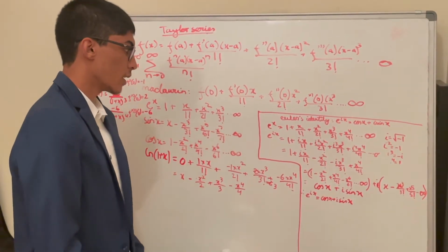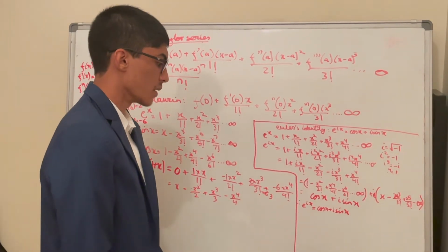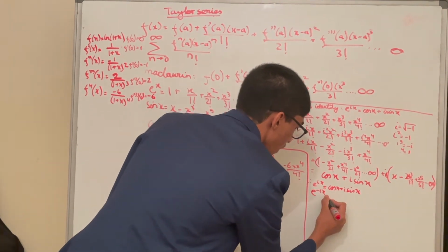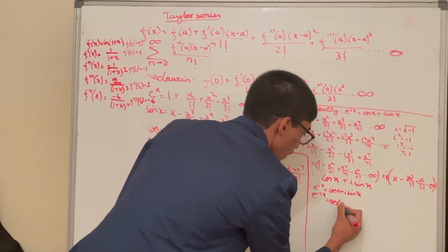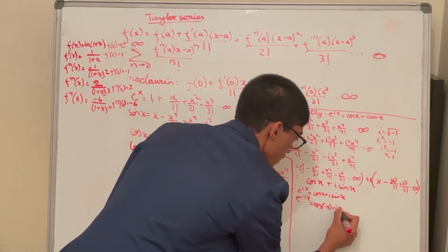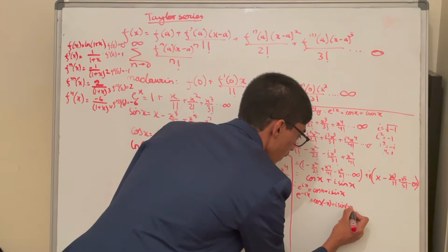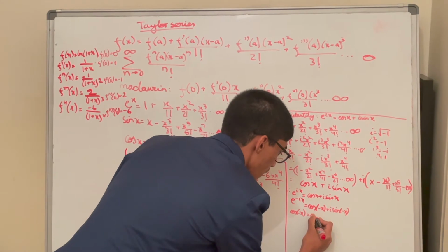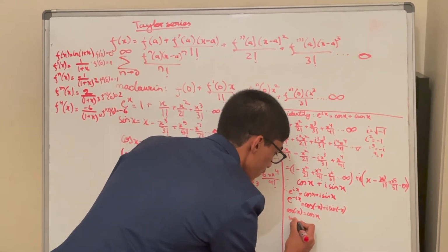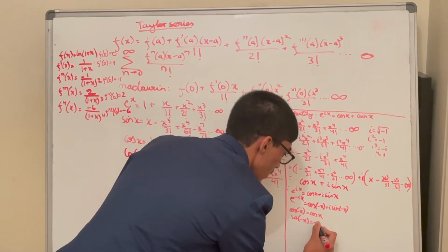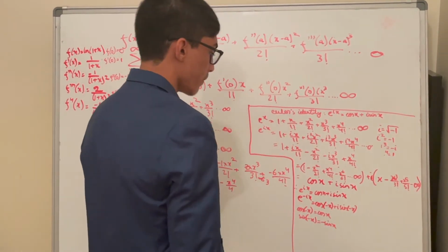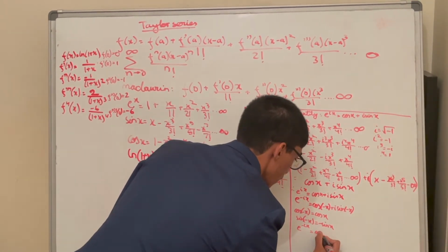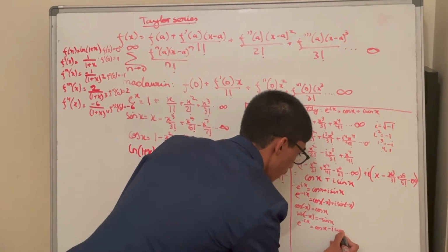Now that we've proved Euler's identity, e to the power of ix is equal to cos x plus i sin x, we can easily get e to the power of minus ix just by replacing x with minus x: cos of minus x plus i sin of minus x. And we know that cos of minus x is equal to cos of x, and sin of minus x is equal to minus sin x. So e to the power of minus ix is equal to cos of x minus i sin x.